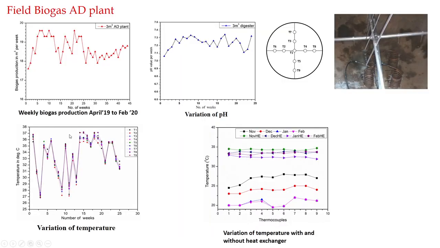So if we see here, different graphs can be generated, like gas production with respect to weeks, then pH value variation, then variation of temperature. So if we compare the temperature fluctuations, when we have this heating arrangement, we get this uniform temperature, which is very, very important for the growth of the microorganisms. Otherwise, they will be under thermal stress and they could not work much to generate biogas.